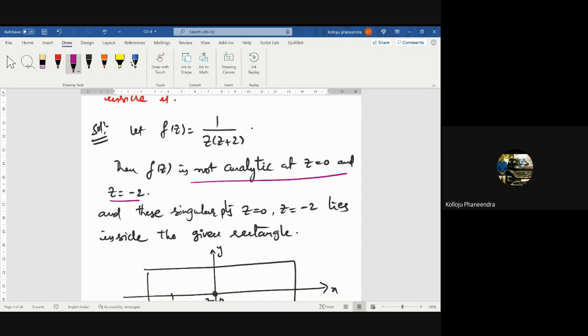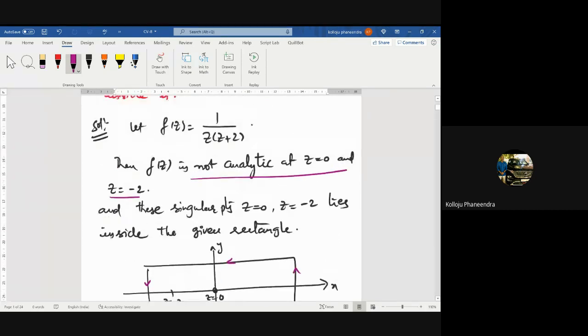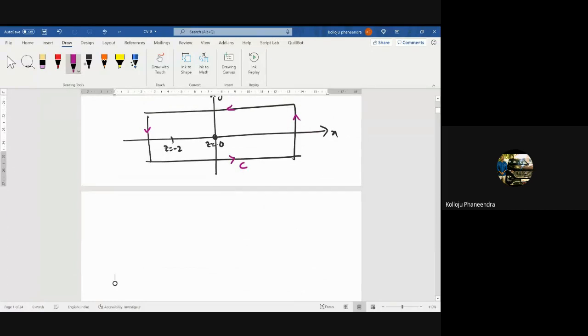Therefore, Cauchy's theorem cannot be applicable. Cauchy's theorem states that the function must be analytic inside C, the curve that is the boundary of the rectangle. And these two points lie inside, therefore f of z is not analytic in the rectangle. So Cauchy's theorem is not applicable.